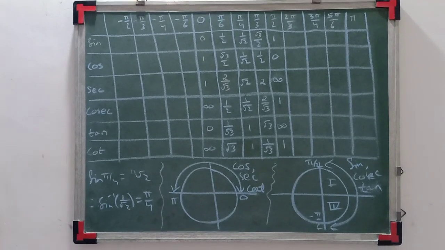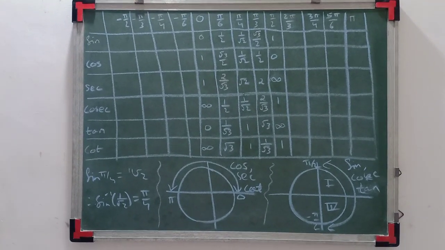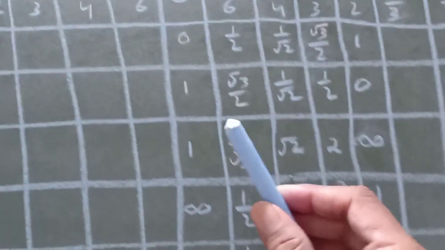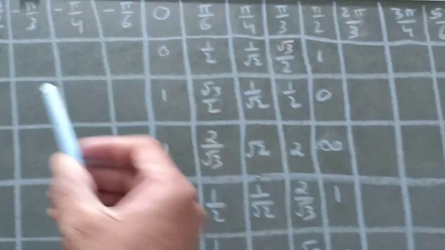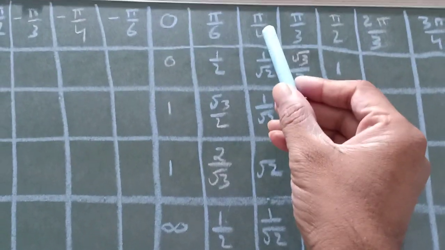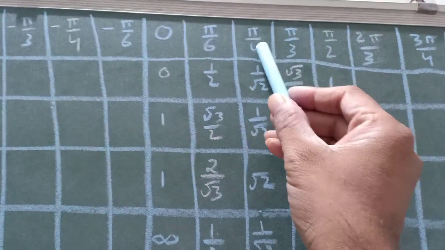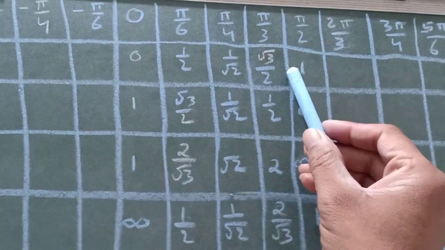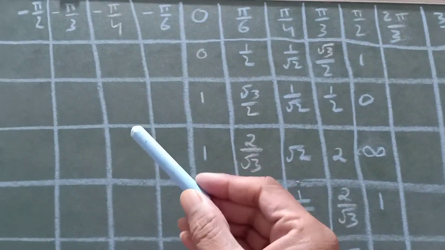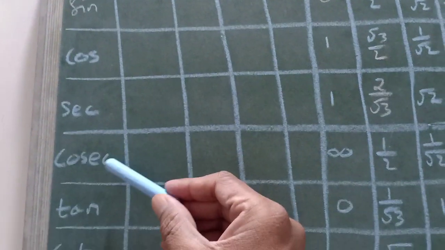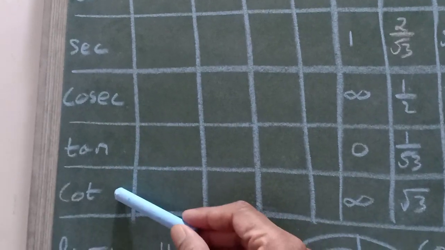Chapter 2, Inverse Trigonometric Functions. The table we are going to make today. You all know the standard table for trigonometric functions: 0, 30 degree that is pi by 6, pi by 4 that is 45 degree, pi by 3 that is 60 degree, pi by 2 that is 90 degree. This table we already know for all 6 trigonometric functions: sine, cos, sec, cosec, tan and cot.